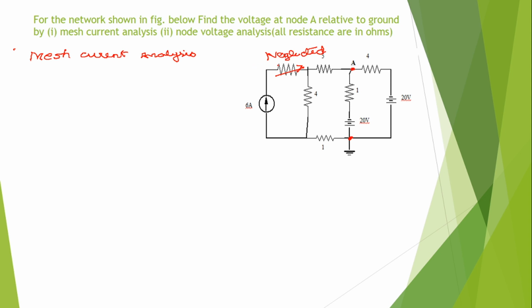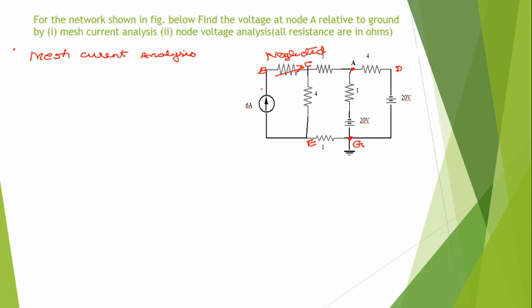Now identify the nodes or points where 2 or more elements are connected, just to trace a path. A is already given here. So I will consider this as B, this as C, this as D, this I will take as the reference G, ground, and this as E.